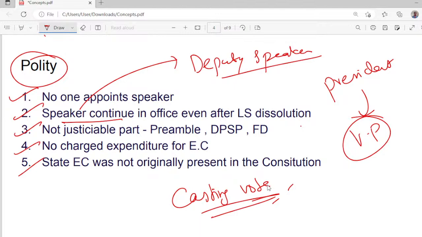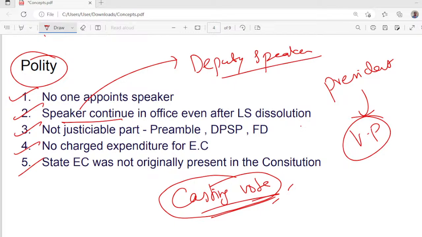So I'm saying the speaker is having something called a casting vote. What do you mean by the word casting vote, sir? Who will tell me? What do you mean by the word casting vote? Okay, if you don't know, no problem at all.